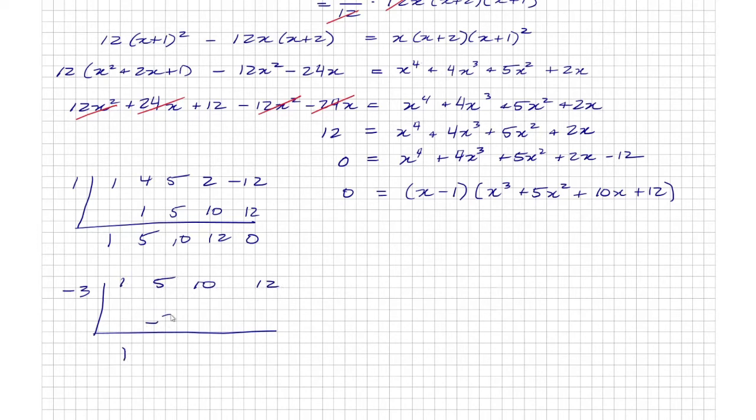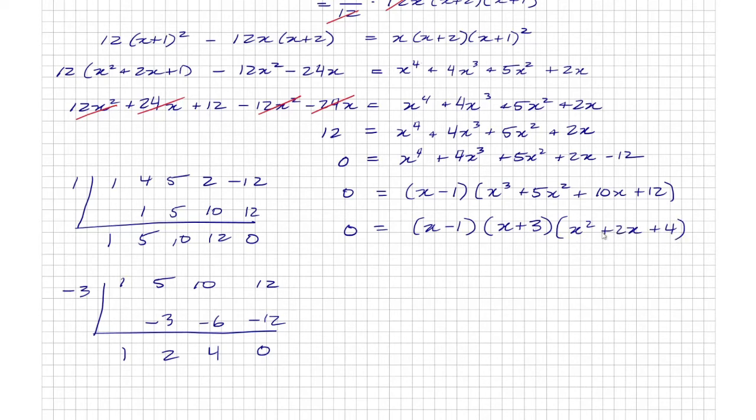Bring the 1 down, negative 3 right there. That's 2. That becomes negative 6. This is positive 4, and then this is negative 12, and I get a remainder of 0. So I'll write 0 equals x minus 1, and then I have over here x plus 3, because I knew that negative 3 would cause this cubic to equal 0. And I'm left with x squared plus 2x plus 4.